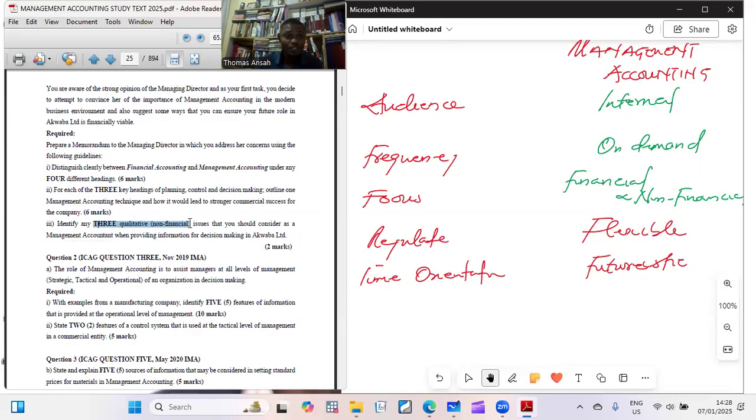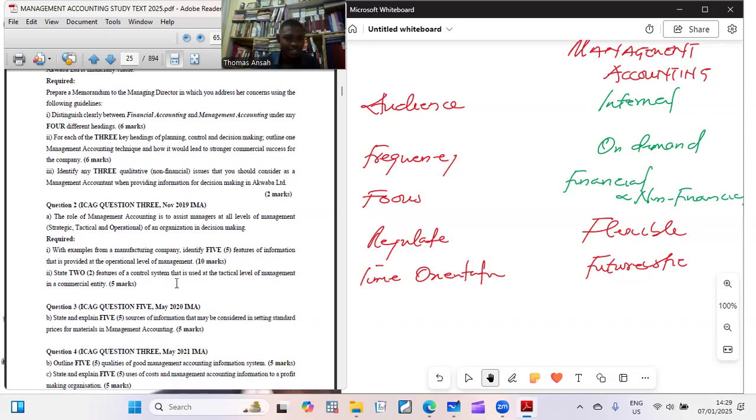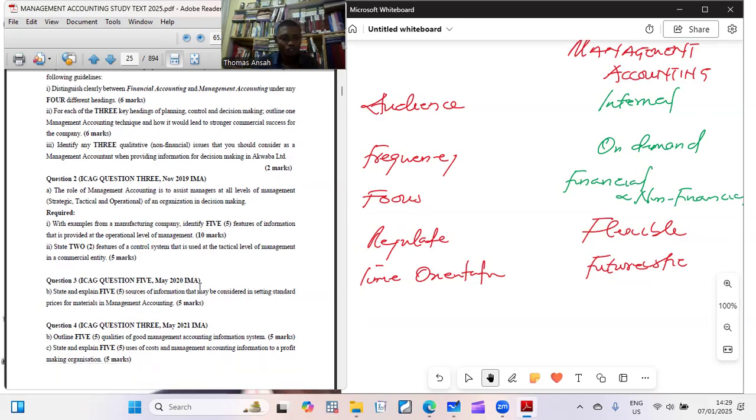Qualitative information, qualitative characteristics, or you say identify any three qualitative non-financial issues you should consider as a management accountant when providing information. Do you remember the qualities of a good information? And the qualitative ones and the fundamental ones that we discussed. That is that. The role of a management accountant we've discussed. All right. Features of a control system at the tactical level. We've talked about all these.